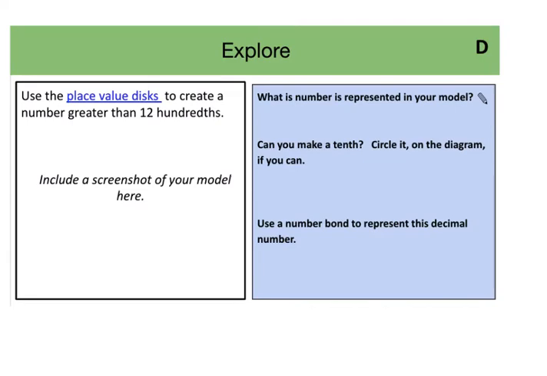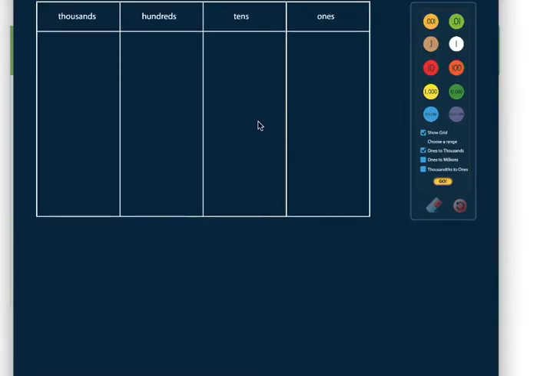So for this slide, we're going to be visiting the Ddox tool. So if you go ahead and click on this link here, this hyperlink, it'll take you to the Ddox tool. We're going to create a number greater than 12 hundredths. Now, when you're at this tool, remember to click on this option here. We want tenths to one, thousandths to one. So we're going to click it, and now it is set up for decimals. So I'm going to go ahead and make a number that's greater than 12 hundredths.